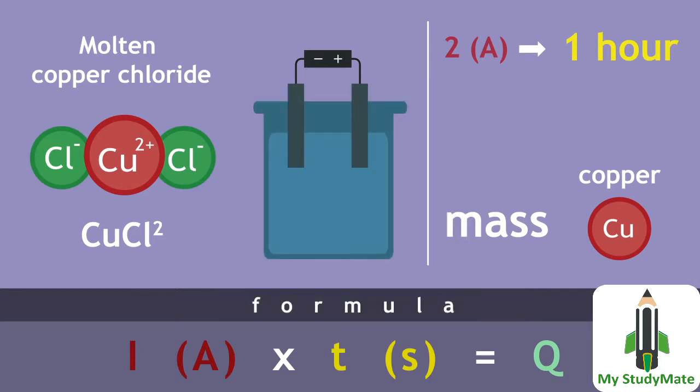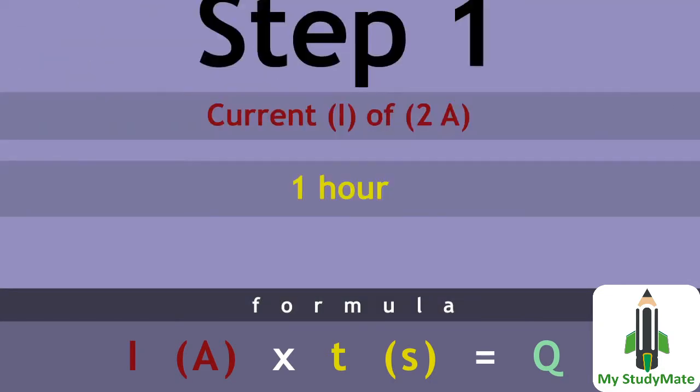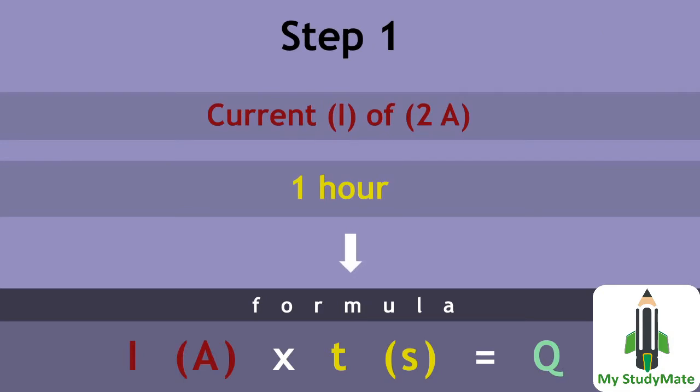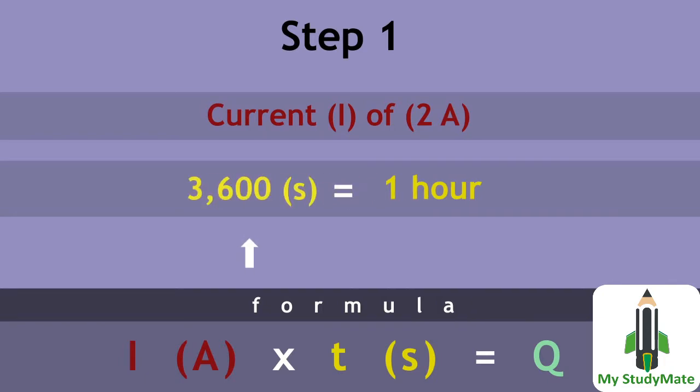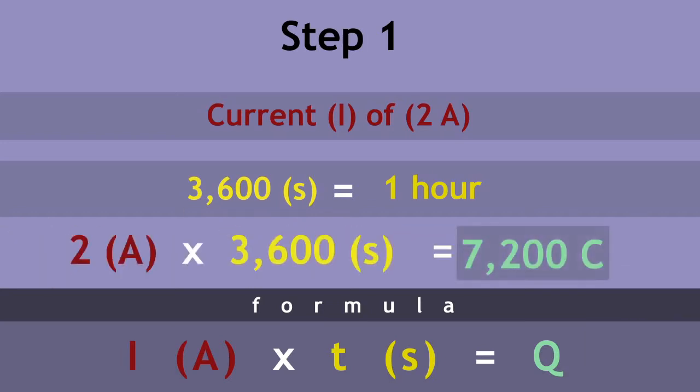Step 1. You can use the formula to work out the quantity of charge passed in the time given. Remember, there are 3600 seconds in 1 hour. In other examples, you may have to convert to seconds. Try and work out the charge transferred. Now, it might make it easier if you write it out in full. Pause the video and check your work in the answer when ready. You should have got 7200 coulombs.